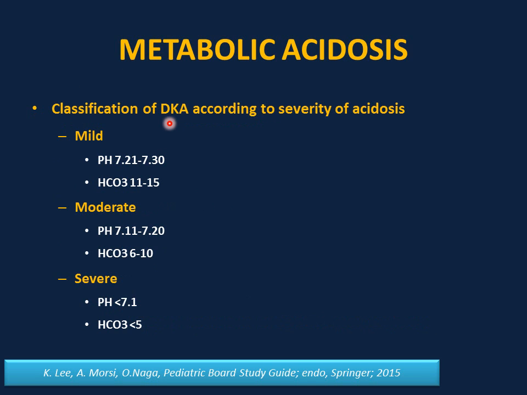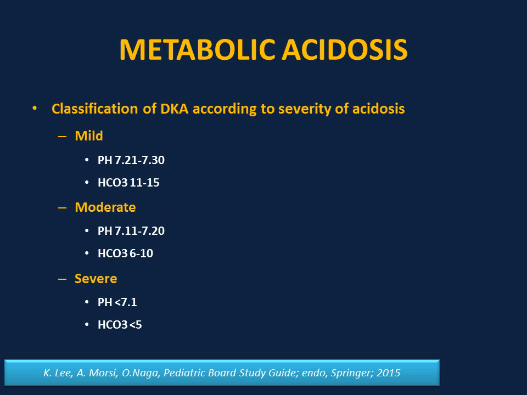Classification of DKA by the severity of the acidosis. In mild cases, the pH will be 7.21 to 7.30, the bicarb between 11 and 15. In moderate cases, the pH is lower, 7.11 to 7.20, and the bicarb is much lower, 6 to 10. In severe cases, the pH is less than 7.1 and the bicarb is less than 5.